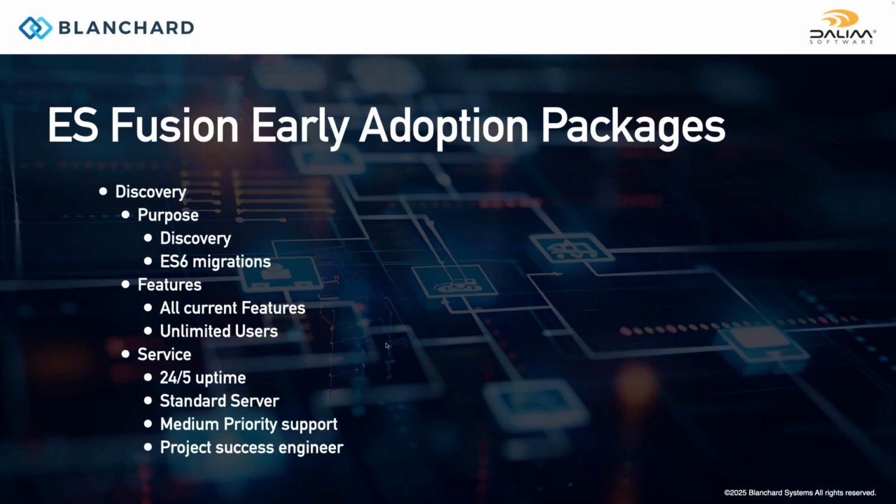There's going to be a discovery package. That's more for discovery and starting to test migrating from ES6 over, really kicking the tires, testing functions, things like that. Again, it's all current functions, unlimited users, 24/5 uptime. The reason why is because they will be doing updates on these as Fusion's improving, and they want those windows to be able to do that. Just more of a standard service, a little bit more robust to the server, medium priority support, and you get an assigned project success engineer, somebody to work with to guide you through it.